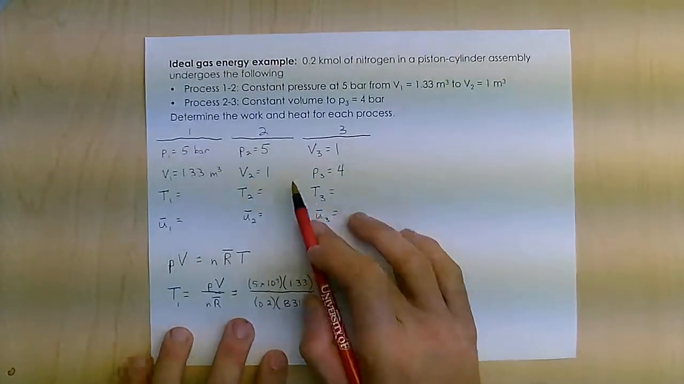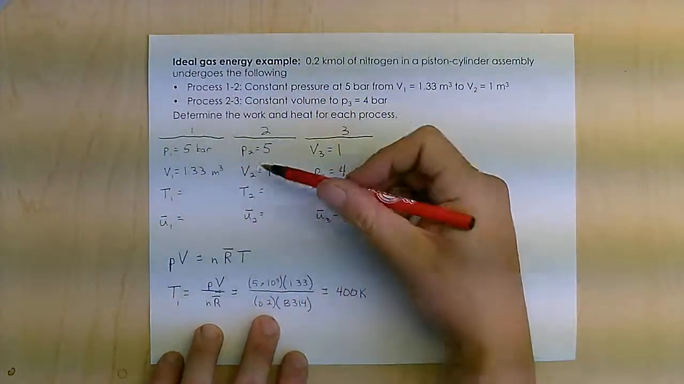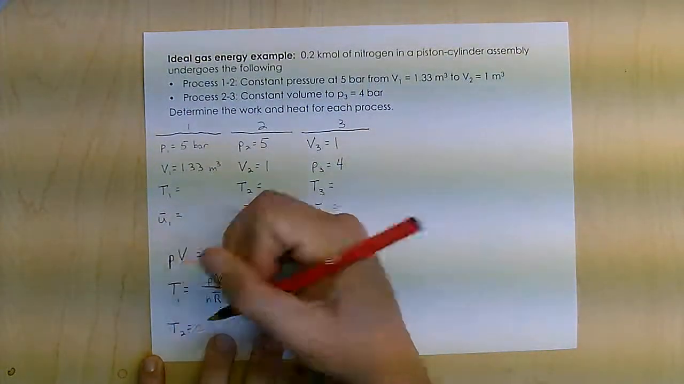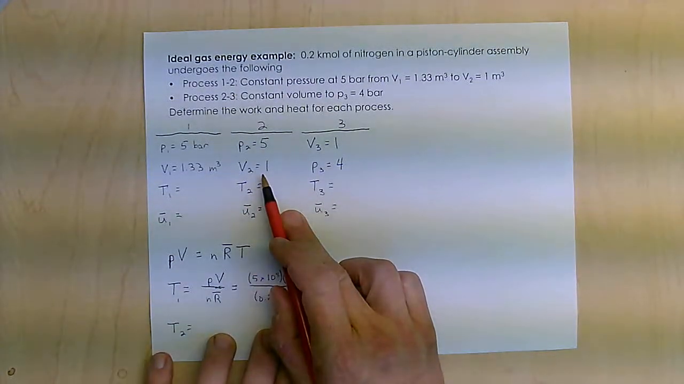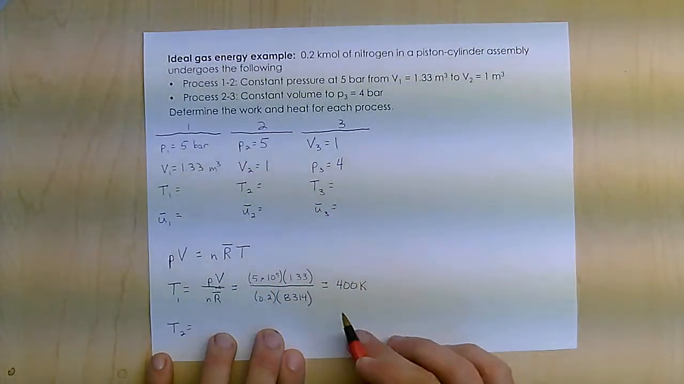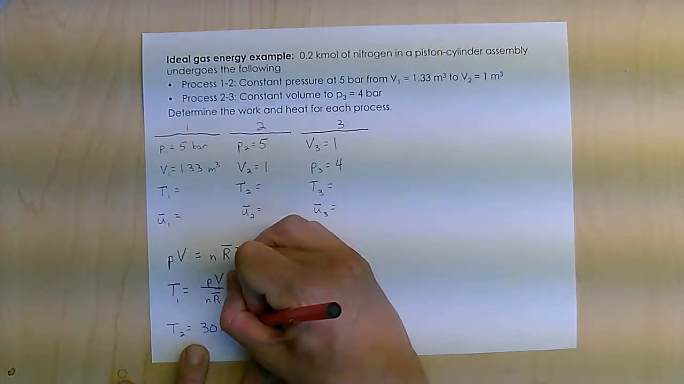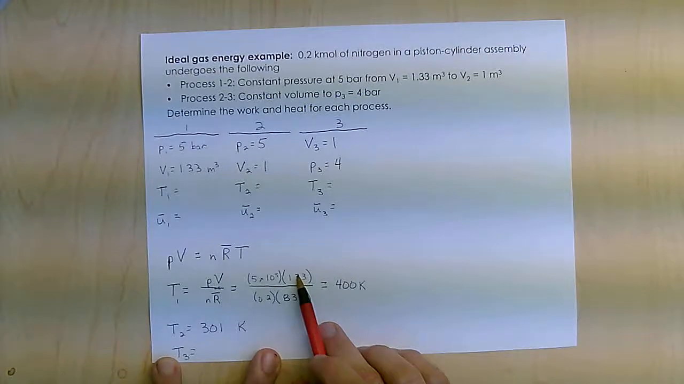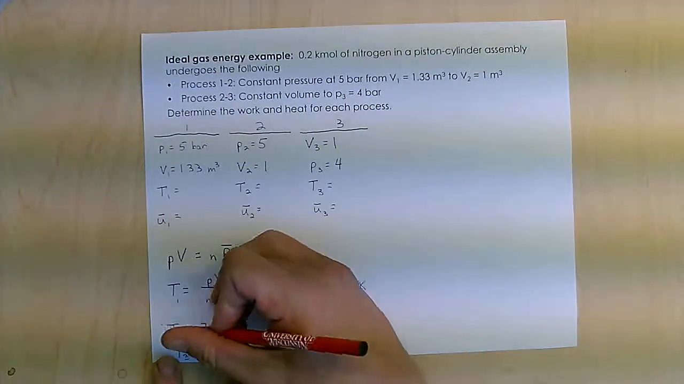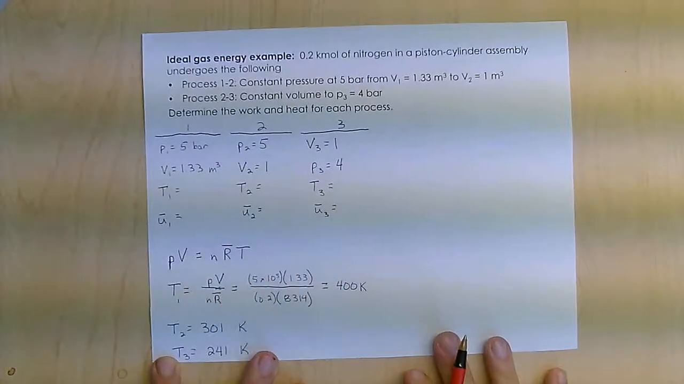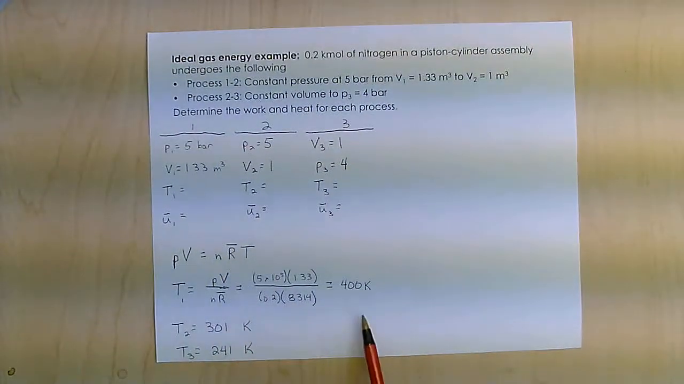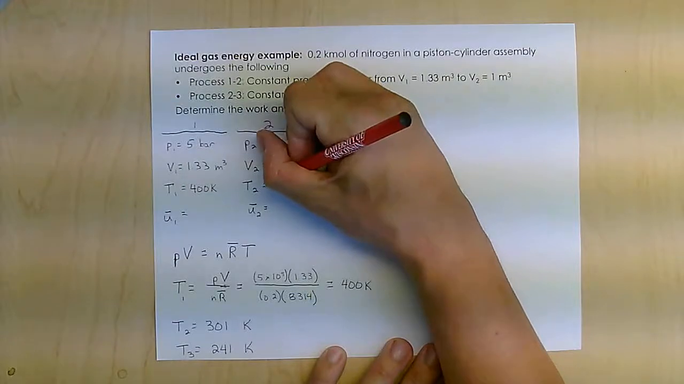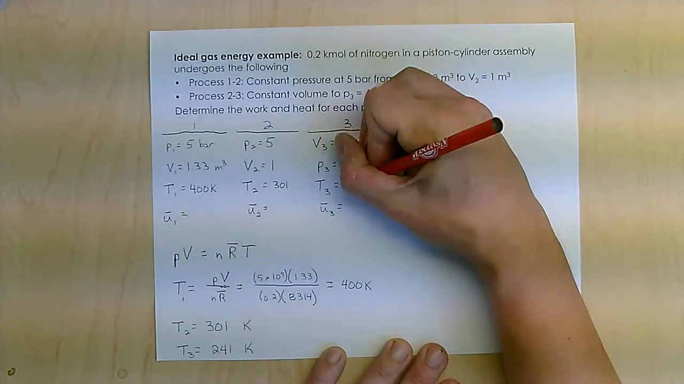Now, in order to save a little bit of time, I assume everyone can plug in the appropriate P and V here. So for the second one, T2, 1.33 is now 1. So that becomes 301 Kelvin. And then for T3, my pressure goes to 4, and V is 1. So that's 241 Kelvin. Okay? But I used the ideal gas model to figure that out. So T1 is 400 Kelvin, T2 is 301, and T3 is 241.